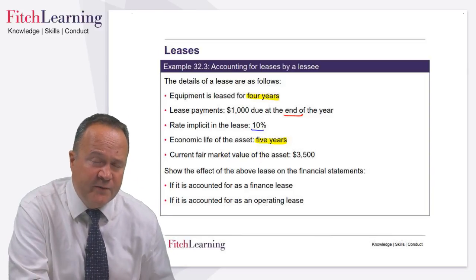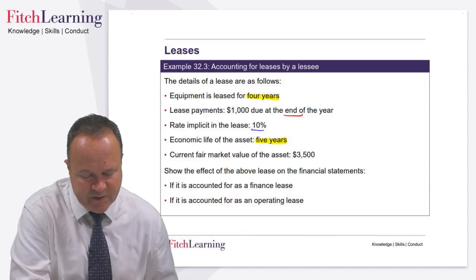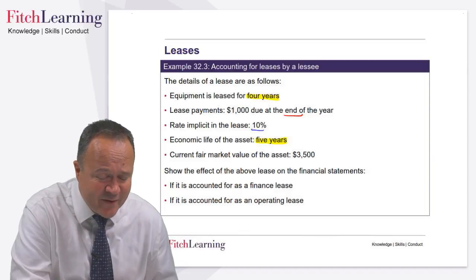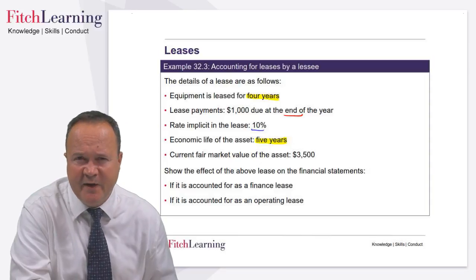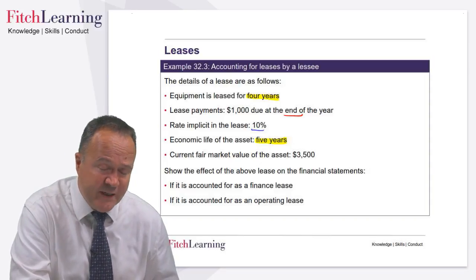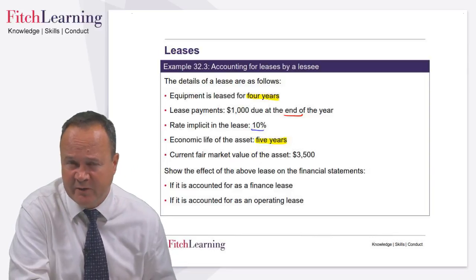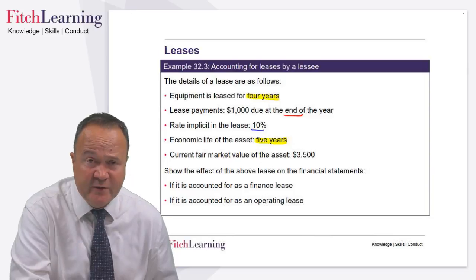So 4 out of 5 is 80% of the asset's life. So under US GAAP, definitely a finance lease, because we are at least 75% of the asset's life. Or for IFRS, we've leased the asset for a major part of its life. Okay, so we know it's a finance lease.